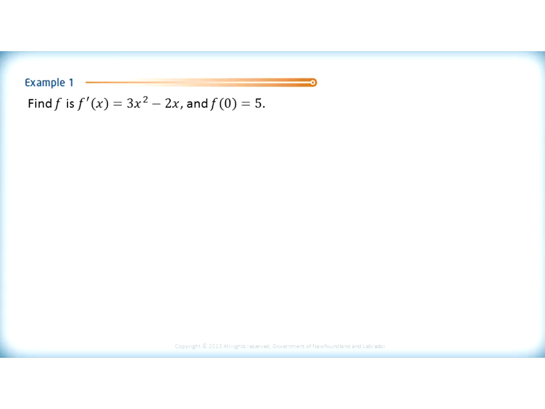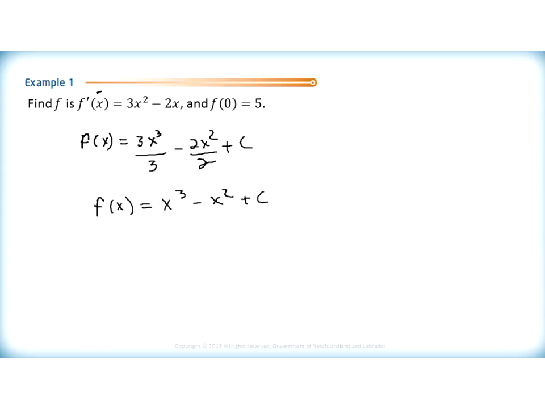The first one says, find f if f prime of x is 3x squared minus 2x, and f of 0 equals 5. Okay, so no big capital F's here, because they told us the function we have is called f prime. So what we're looking for, first of all, is f, given that that equation up there represents the function f prime. Okay, so let's see. This is going to be 3 times x cubed over 3 using our power rule, minus 2x squared over 2, plus the arbitrary constant. And that reduces, so we get a little bit simpler here. It's just x cubed minus x squared plus that arbitrary constant again.